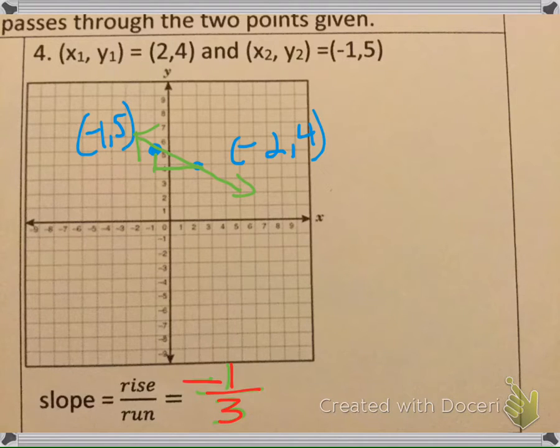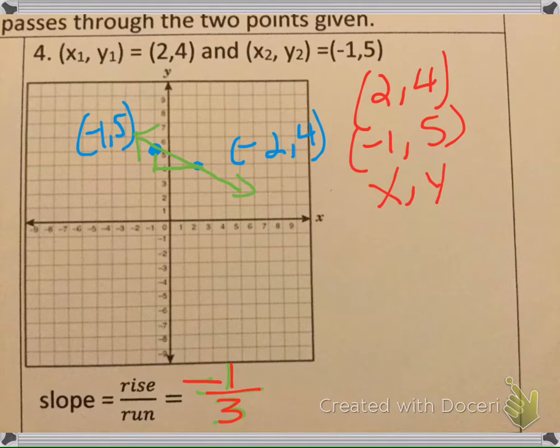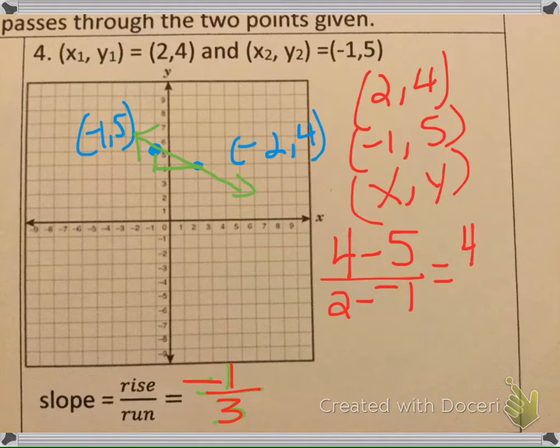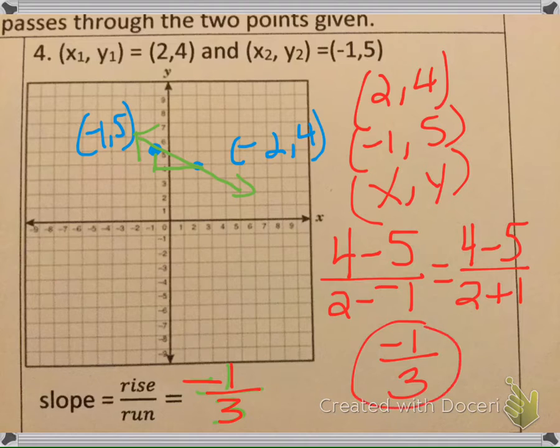Okay, let's do the math on that. We have 2, 4, negative 1, 5, and I always just write x, y just to remind myself which is which. Okay, I'm going to do my change in y. So I have 4 minus 5 over 2 minus a negative 1. Oh, we have a 2 minus a negative 1. You want to get rid of your double negative there. 2 plus 1, keep change. 4 minus 5 is negative 1. 2 plus 1 is 3. Negative 1 over 3. I got the same answer mathematically as I did by counting.